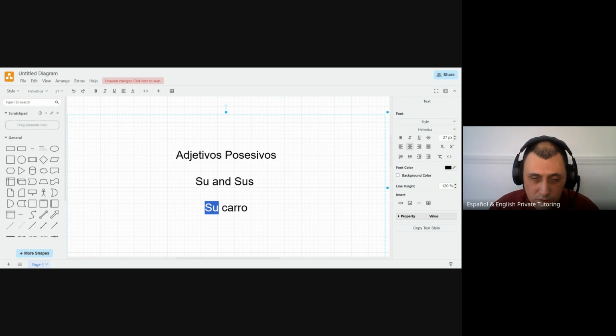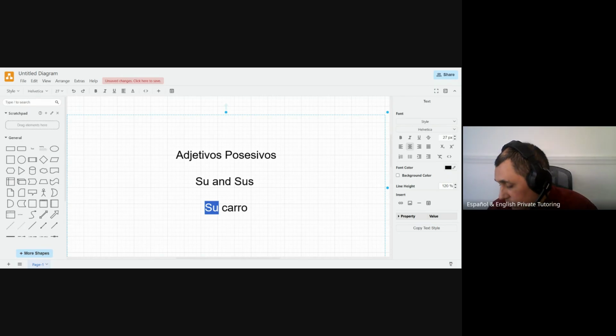It will be second person formal, singular, first one. Second person plural. It could be third person singular masculine, third person singular feminine. It can also be third person plural masculine, and it can also be third person plural feminine.